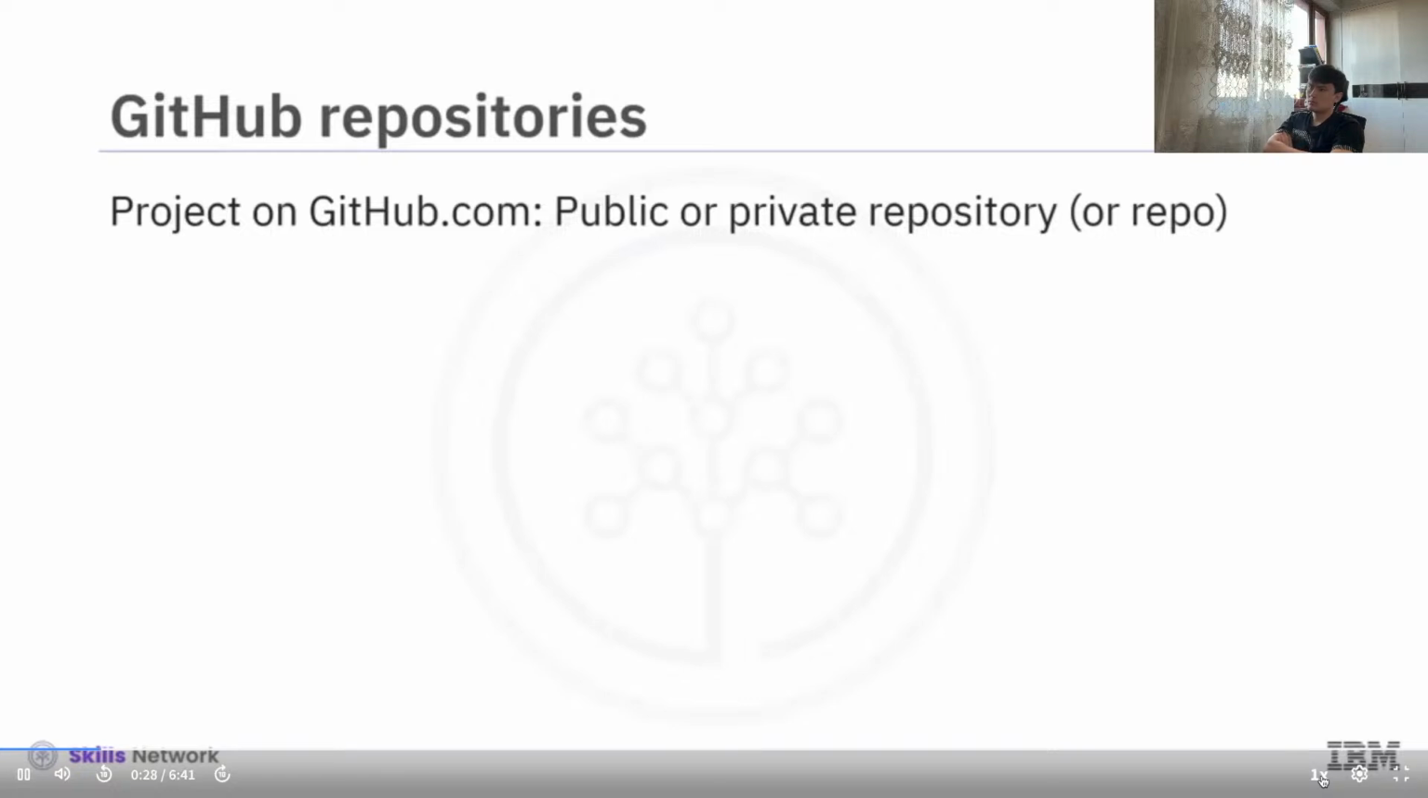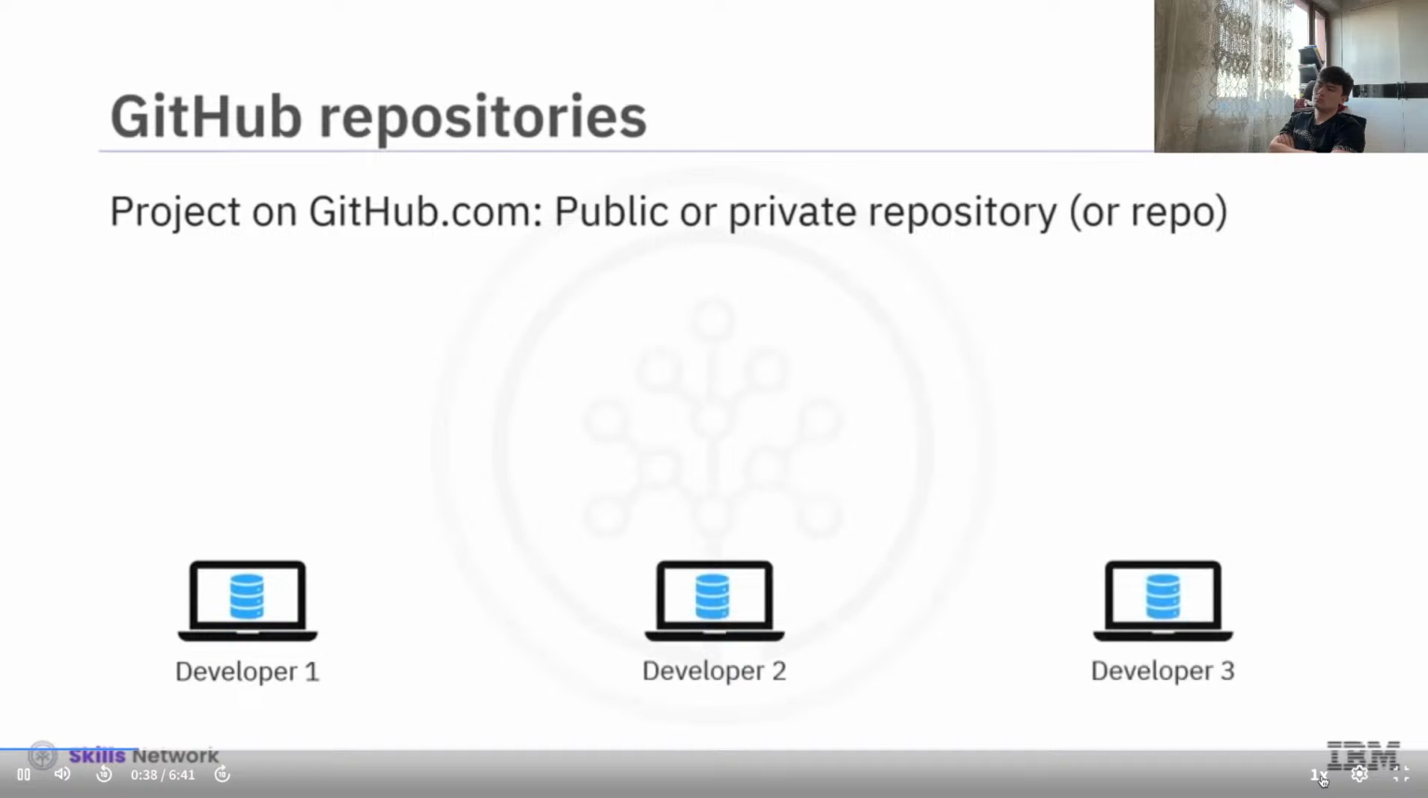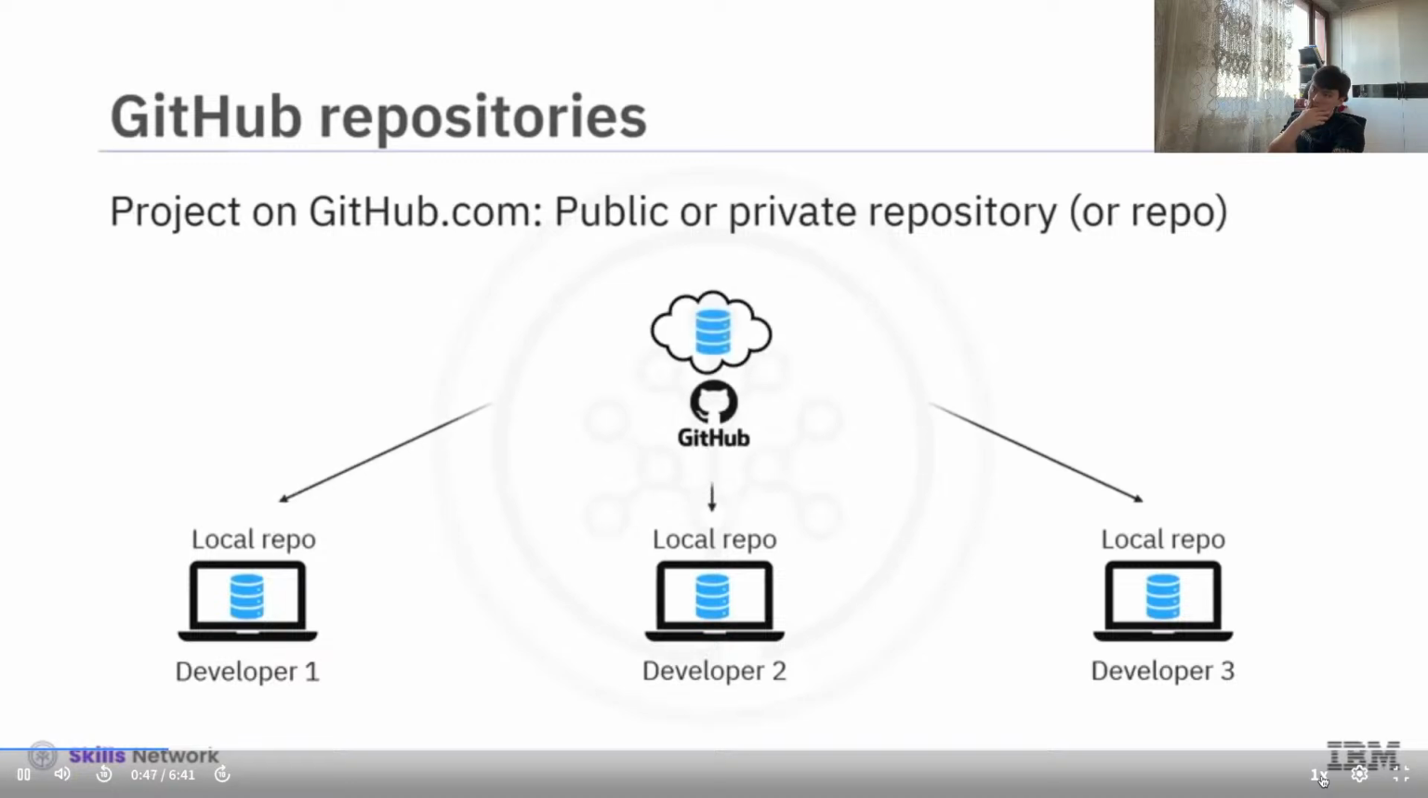GitHub allows multiple developers to collaborate on their codebase in parallel. A project in github.com resides either as a public or private repository. Each developer working on that project may have their own copy of the repository on their computer, which they refer to as their local repo, and one that is on github.com, which they refer to as the remote repo.